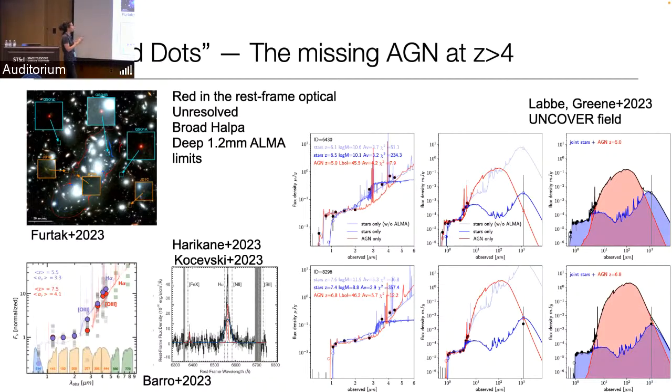And the other reason we got excited is that Dale Kochevsky published this beautiful broad H-alpha for objects very similar in Sears. So Guillermo Barro has looked at their SEDs. So you can see there's some UV light, but then just incredibly red in the rest frame optical. We also have deep ALMA. So at 1.2 millimeters, they're not detected. While you can fit the SEDs with dusty star formation in the rest optical, we think that's probably not the best explanation because we do not see them in ALMA. So we do think these are moderate luminosity AGN.